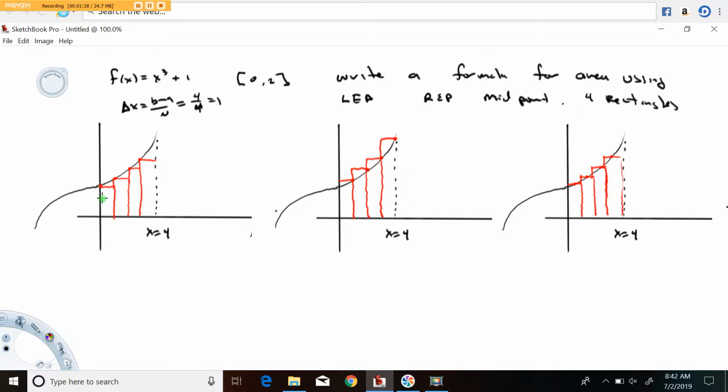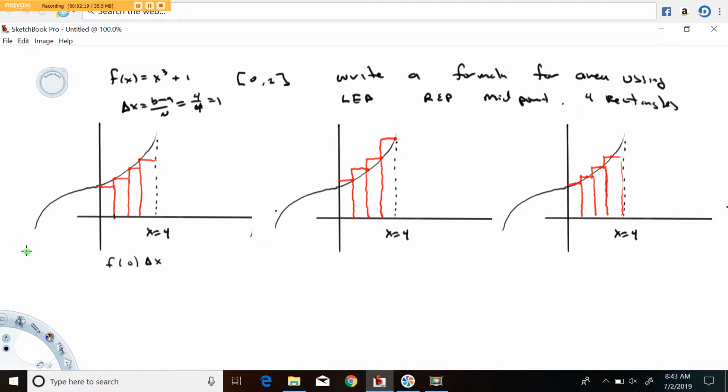The area of this first rectangle is f of 0 times delta x. The area of the second rectangle, now we need this value right here. That's going to be equal to 1. In a more general sense, you'll notice that this is 1 times delta x. We're going to need that x value to get the function value for the second rectangle. Here we need this one, and we need this x value to get the function value for this one's area, and then we need this x value.